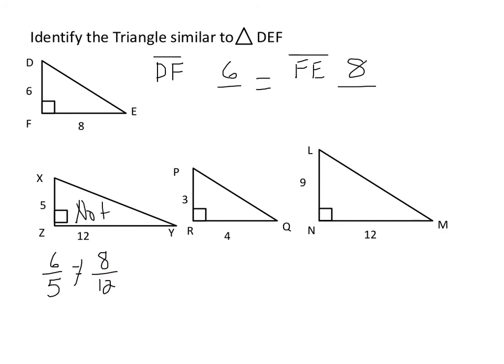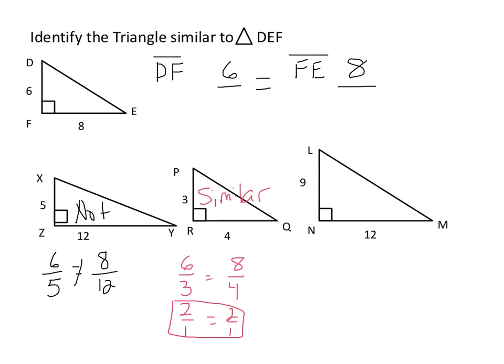Okay. On our next one, we're going to use the 6 and the 8 again on top. In the first one, PR is in the same place as DF, so it's going to be 6 over 3. And then we're going to have 8 over 4. 6 over 3 is the same as 2 over 1. 8 over 4 is the same as 2 over 1. So these would be similar because proportionally they are the same.